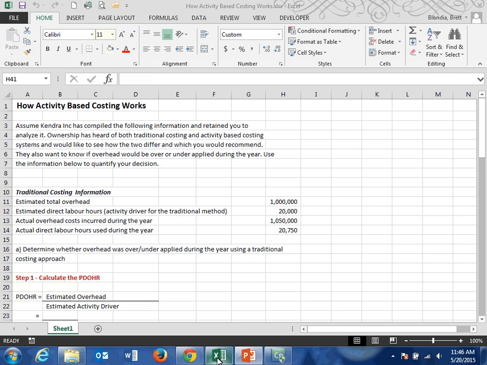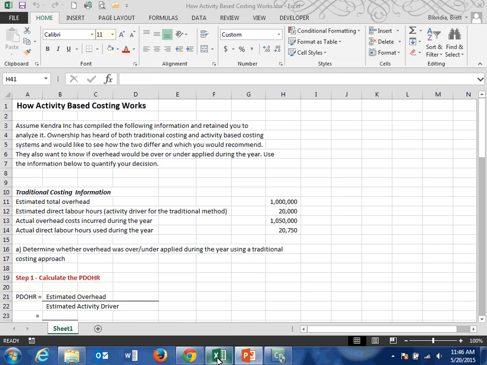Okay, so what we're going to do is take this information right here, and we're going to first of all go through our 3-step process. We're going to calculate the predetermined overhead rate, allocate it based on actual activity, and then decide whether we were over or under applied. Okay? So that's what we'll do, and we'll do that first using the traditional approach.